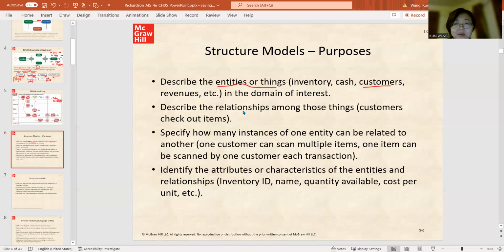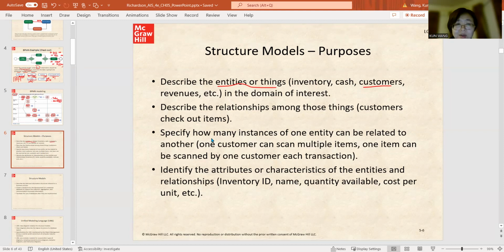Describe the relationships in another way: the transactions trigger the data. For example, a customer checks out and the cashier scans the item. It triggers the change of cash, revenues, inventory, and the cost of goods sold. We do need actions to change and update the tables.